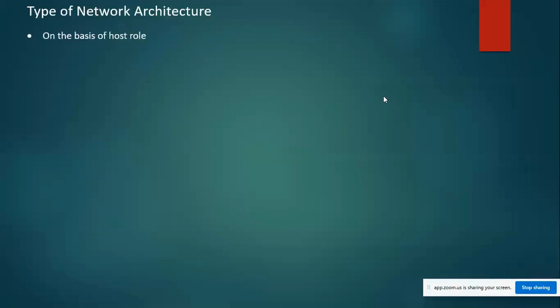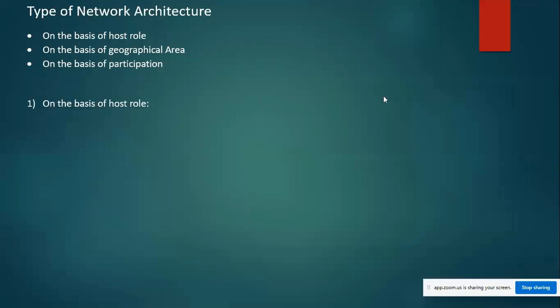So what are the types of network architecture? On the basis of the host role, on the basis of the geographical area, we can define the network architecture into three categories. The first one is on the basis of the host role, the second one is on the basis of the geographical area, and the third one is on the basis of the participation. Now it's broadly classified into three things. So let's see what this is.